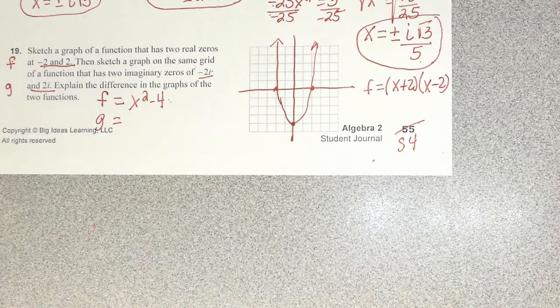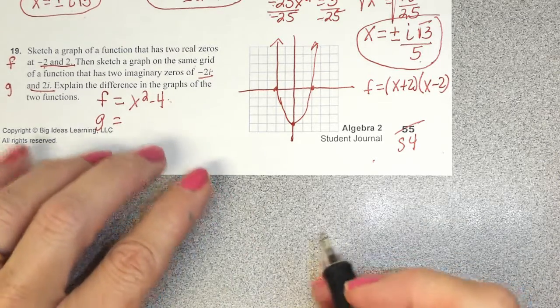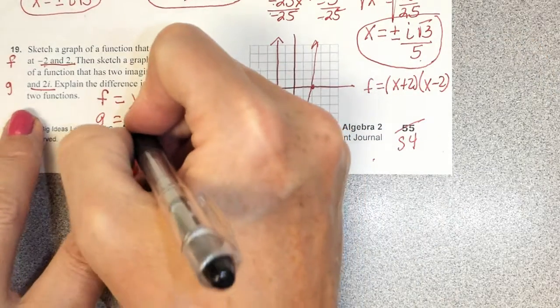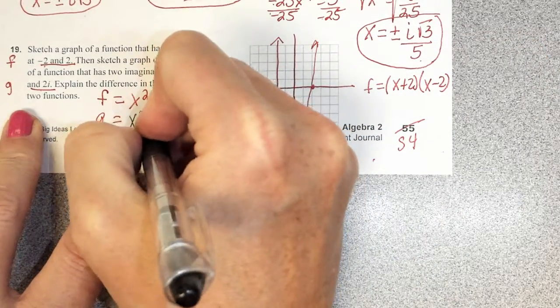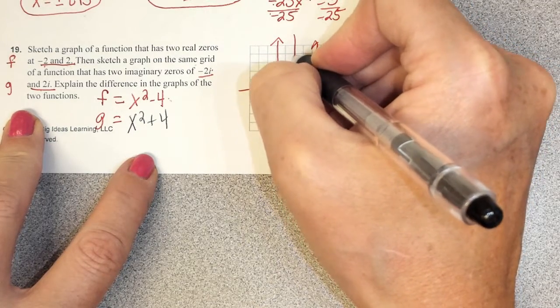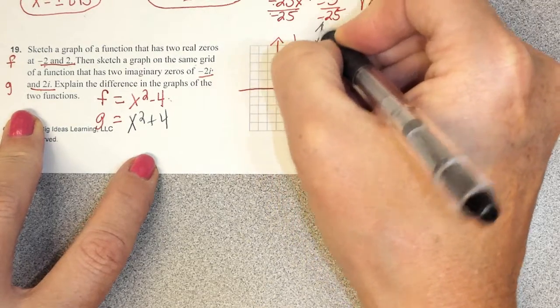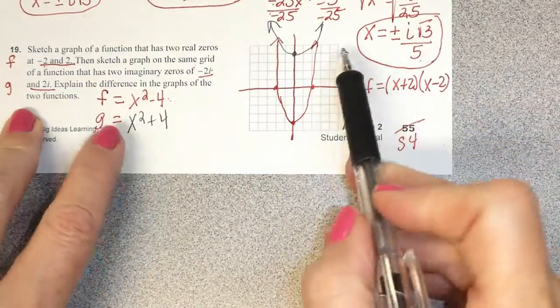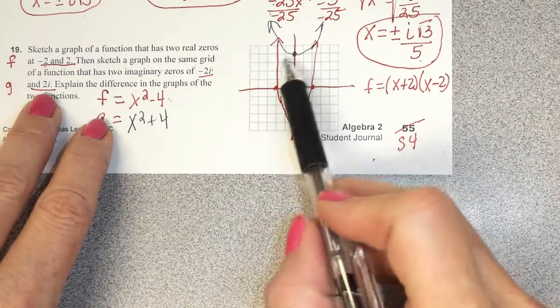All right, so now what about the g function? The g function. Anybody think they know what that one should be? What do you think, Jacob? Okay, so you're saying the g should be x squared plus 4. All right, so that's going to be a shift up 4 units. So it's going to look like that. So I agree it's not going to have any real zeros, is it?